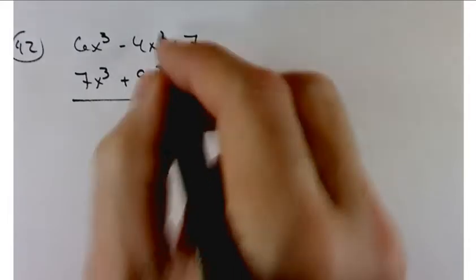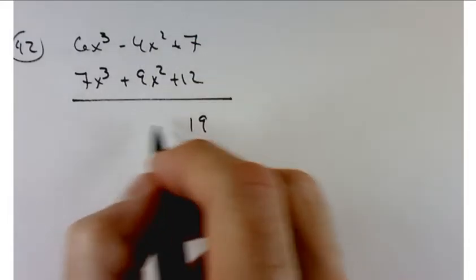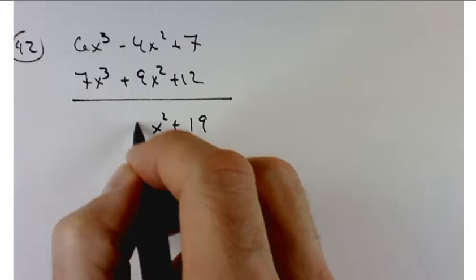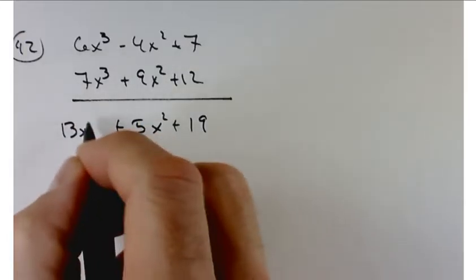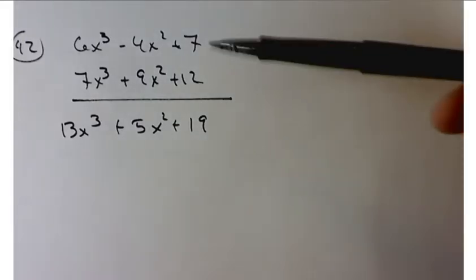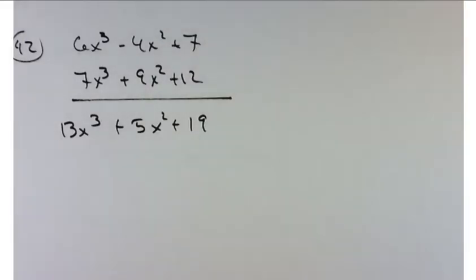That's going to be a 19. What's negative 4 plus 9? Positive 5. And then 13x to the third. Notice that what I didn't do, I didn't add the exponents. You're just adding the coefficients. Do not add the exponents.